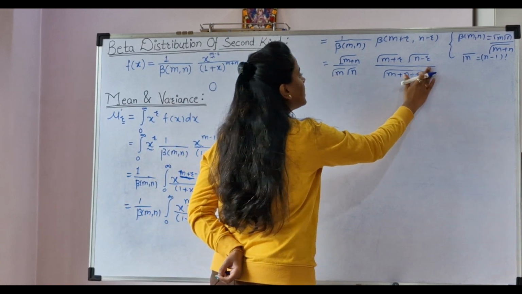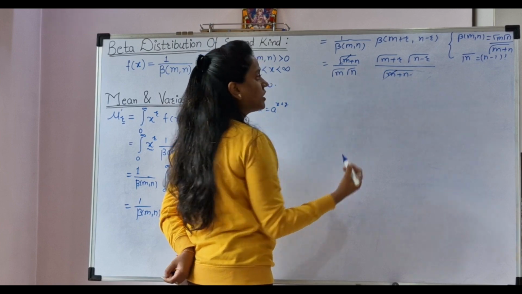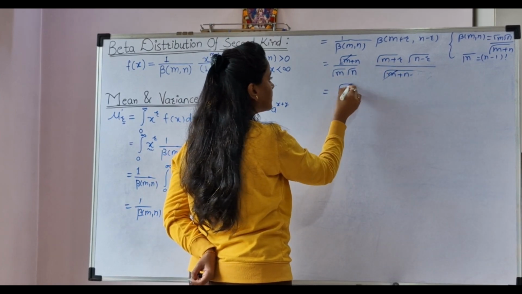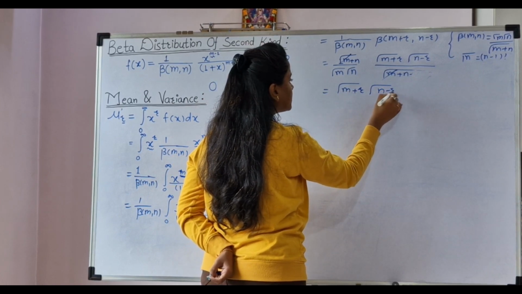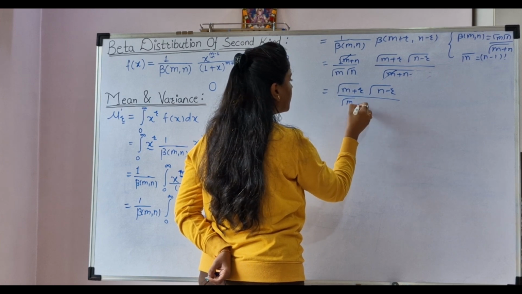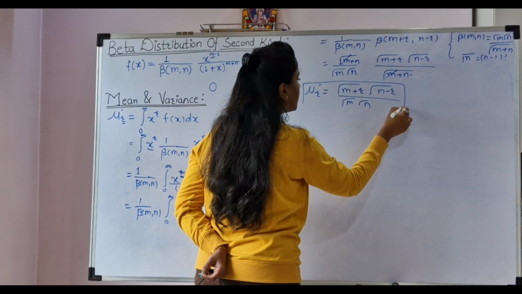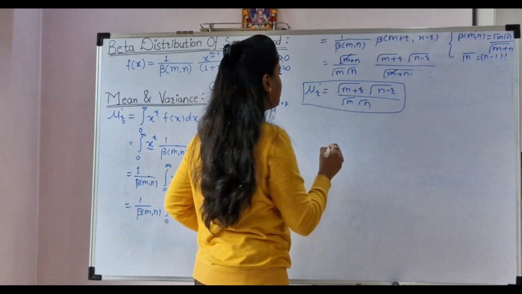So we will just get here gamma m plus n, and this gamma m plus n will get cancelled. So we can write this as gamma m plus r gamma n minus r upon gamma m gamma n, and this is our rth moment about origin. Okay, we can solve it one step ahead.